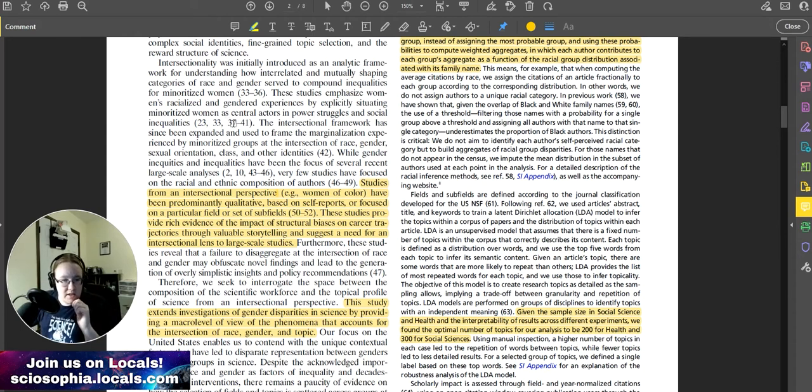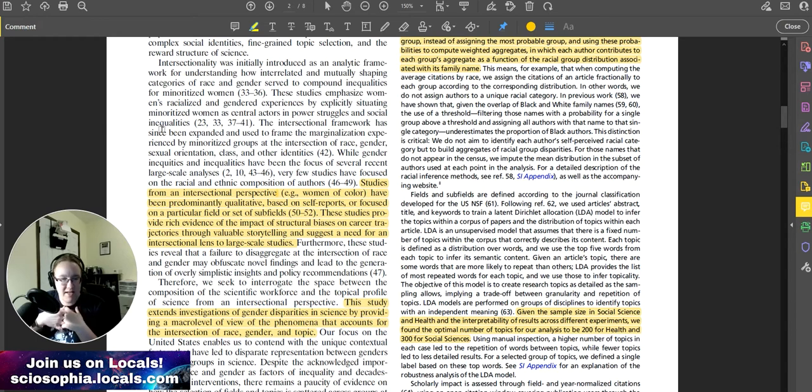"These studies emphasize women's racialized and gendered experiences by explicitly situating minoritized women as central actors in power struggles and social inequalities." Again, this is about inequalities, pardon me, I have an itch, and it really seems, the way it reads off, like inequalities and inequities are being used interchangeably when those two words do not mean the same thing. "The intersectional framework has since been expanded and used to frame the marginalization experienced by minoritized groups at the intersection of race, gender, sexual orientation, class, and other identities."